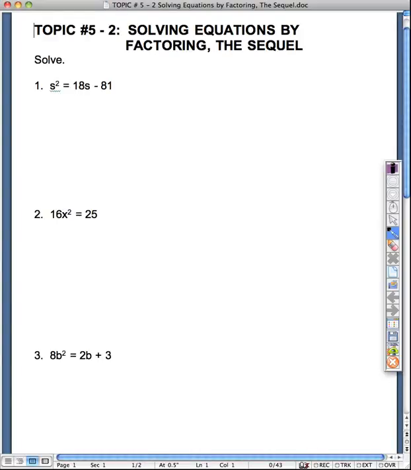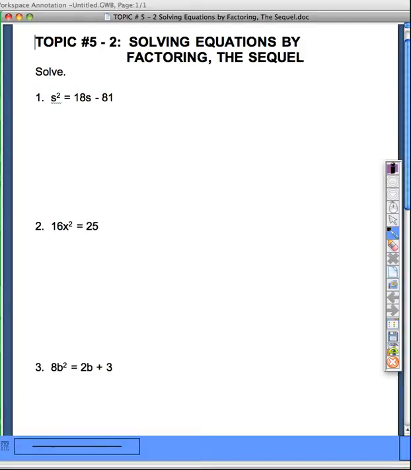Okay, this is the second section of Unit 5 where we're going to do more solving equations by factoring. And we're going to start, now I've got my pen on, just want to be sure. Start by noticing that this is not already a factored quadratic, and in fact it's not in standard form.